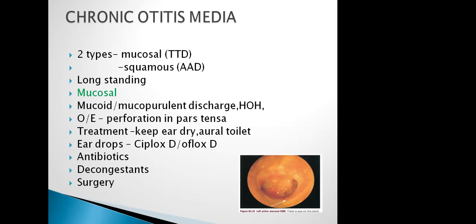The clinical features in the mucosal type of chronic otitis media: the patient will be having frank mucopurulent discharge and hard of hearing, and on examination they may see a perforation, anterior, posterior, or total perforation. For treatment in the peripheral setup, ask the patient to keep the ear dry, keep a cotton plug while taking a bath, and if there is any discharge, go for suction clearance and give antibiotic drops like Ciprofloxacin or Ofloxacin, or steroid containing ear drops. And if there is pain and inflammation, can go for antibiotics like quinolones or amoxicillin or penicillins. Decongestant, cetirizine or CPM can be given.